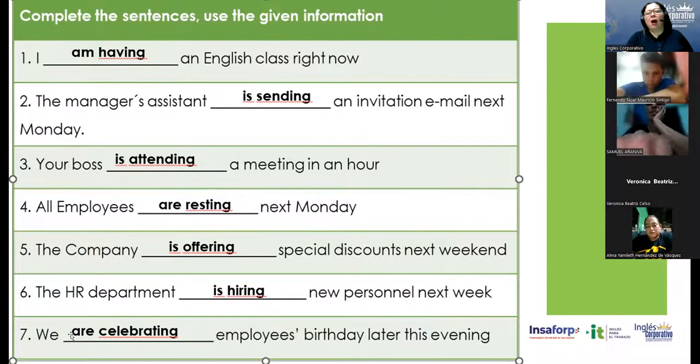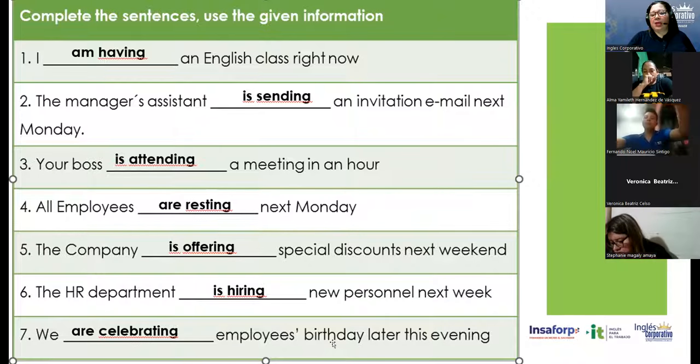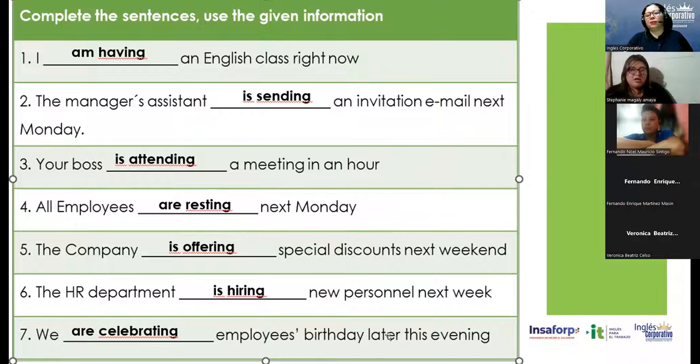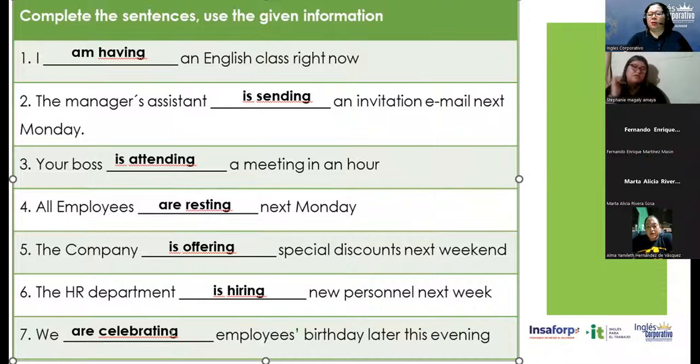All right. Number seven. We are celebrating employees' birthday. Later this evening. This evening. Evening. Okay, everybody, word by word. We are celebrating. Celebrating. Employees' birthday. Later this evening. Regular speed. We are celebrating employees' birthday later this evening. Okay.